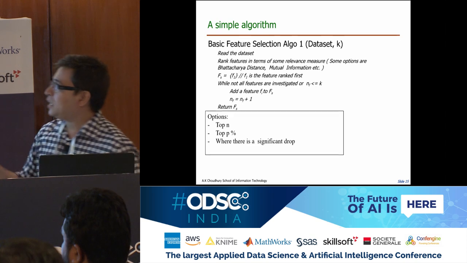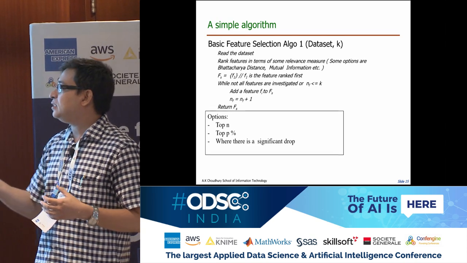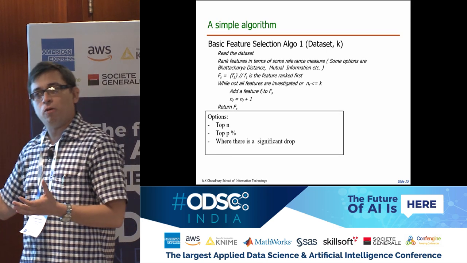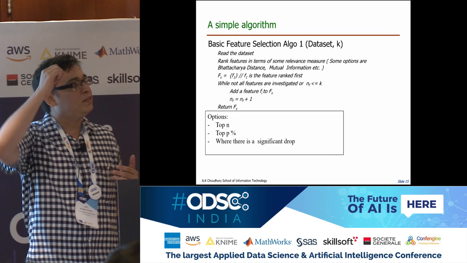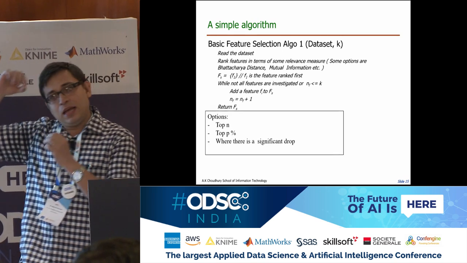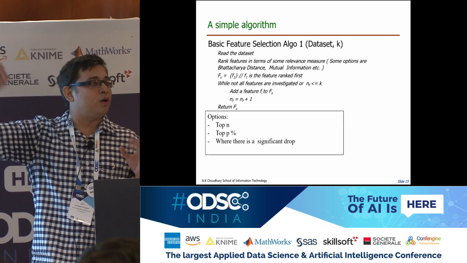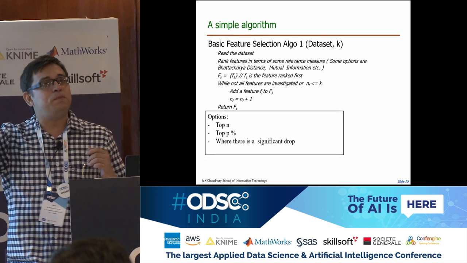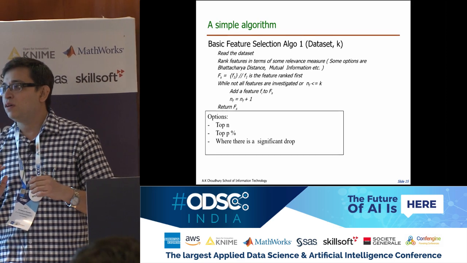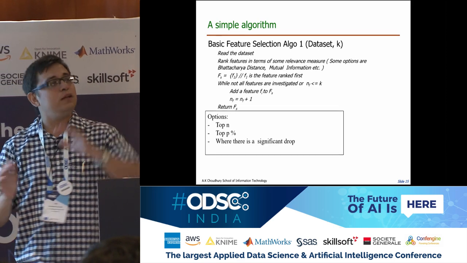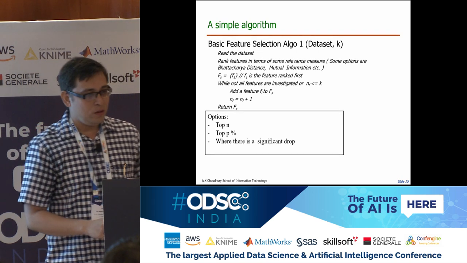I can take top n, I can take top p percentage, or I can take where there is a significant drop. What do I mean by that? Let us say there are 10 features. Feature 1 has a score 10, feature 8 has a score 9.5, feature 7 has a score 9, then there is a drop, the next feature, maybe feature 4, has a relevance score of 4. So there is a significant drop, and we just stop at the first three features. So that is another way.